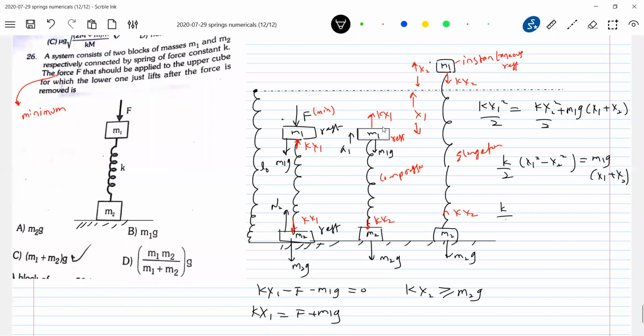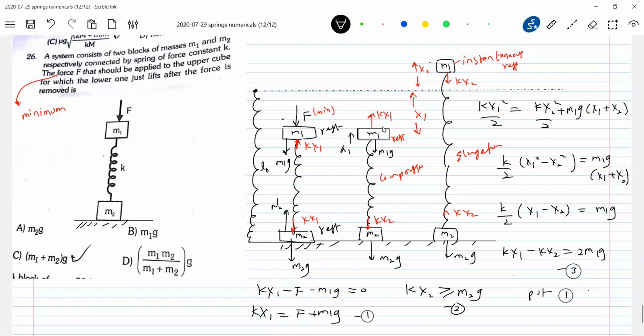So k by 2 (x1 minus x2) equal to finally m1g. So kx1 minus kx2 should be equal to 2m1g. Let's take help of this one. So what is kx2? kx1 I'll write from here. So these are equations 1, 2 and 3.